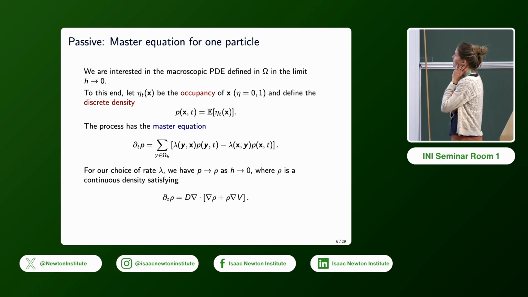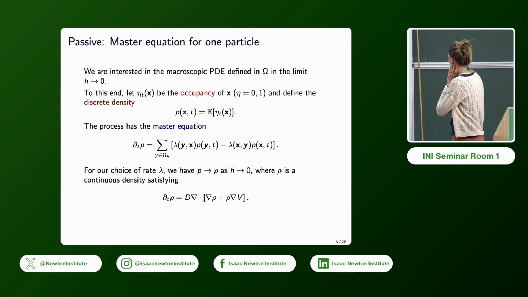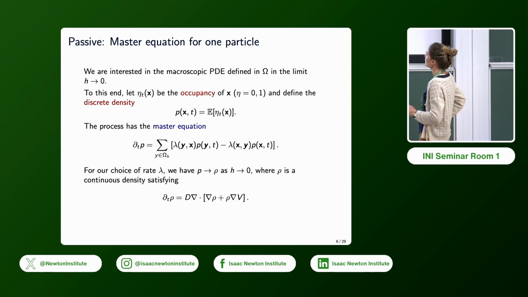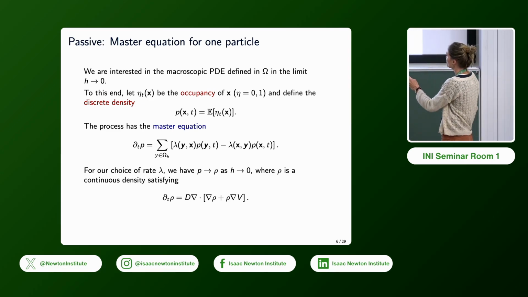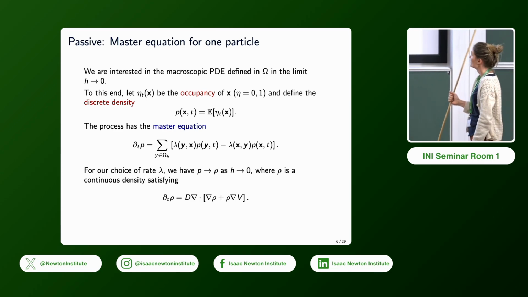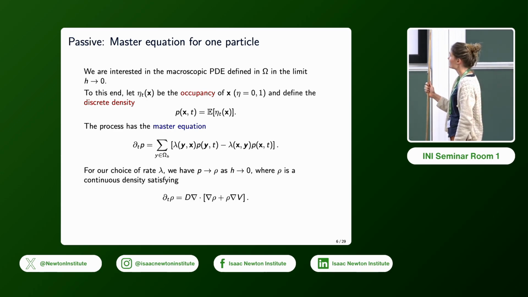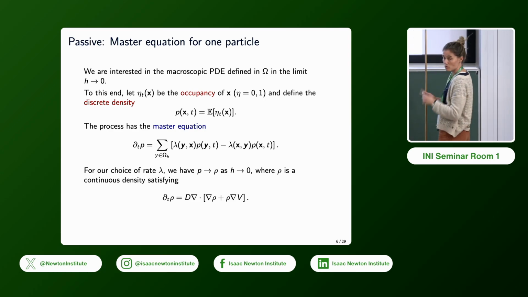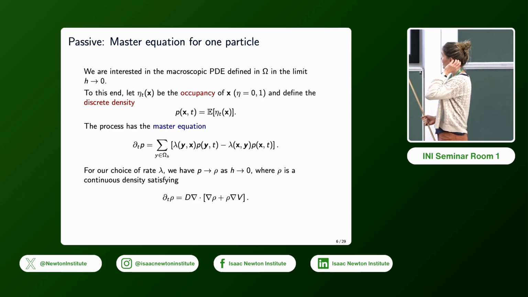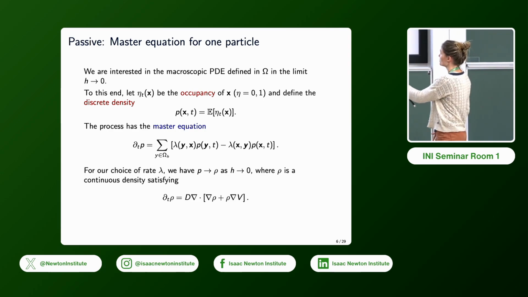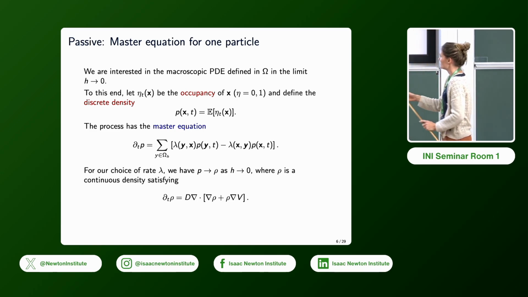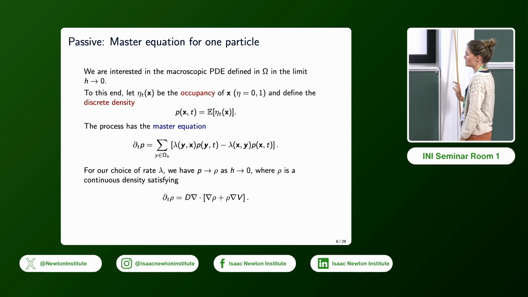And of course, I'm not going to be using this much in the talk, but you could get to this by defining the occupancy eta of a lattice site x, and this can only be 0 or 1 because we have just one particle. Then you can write the master equation for this probability density. In the limit h to 0, we get this continuous PDE.